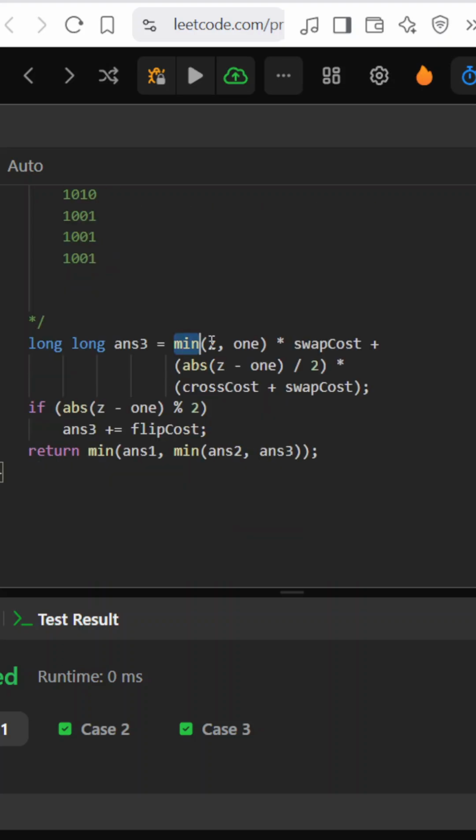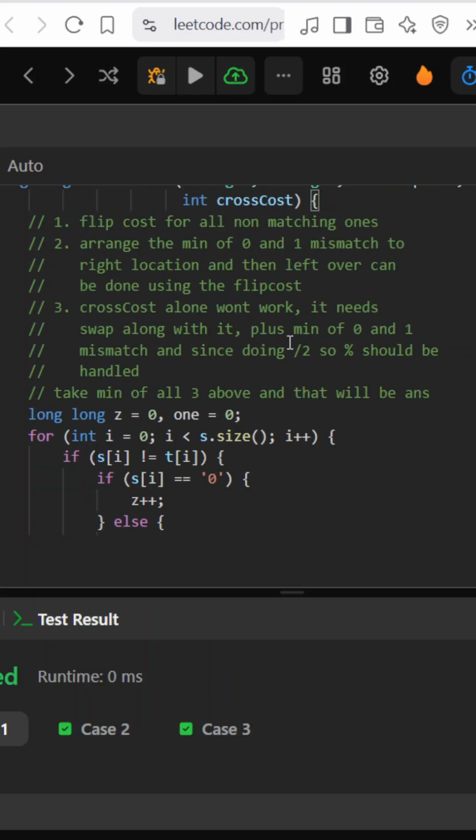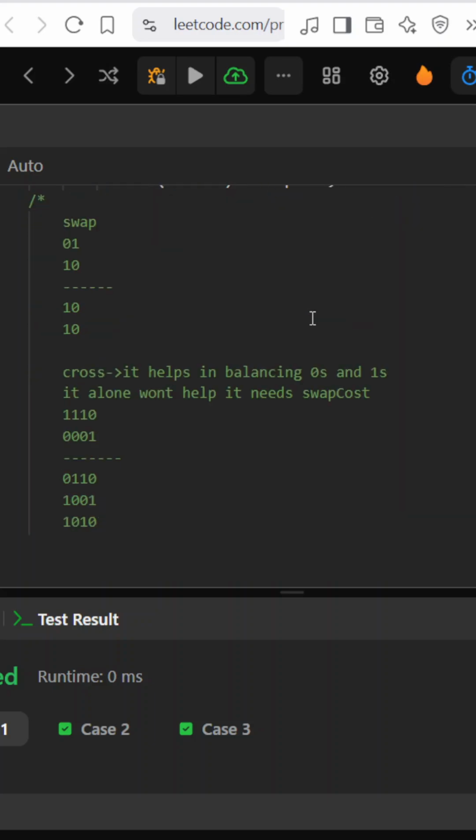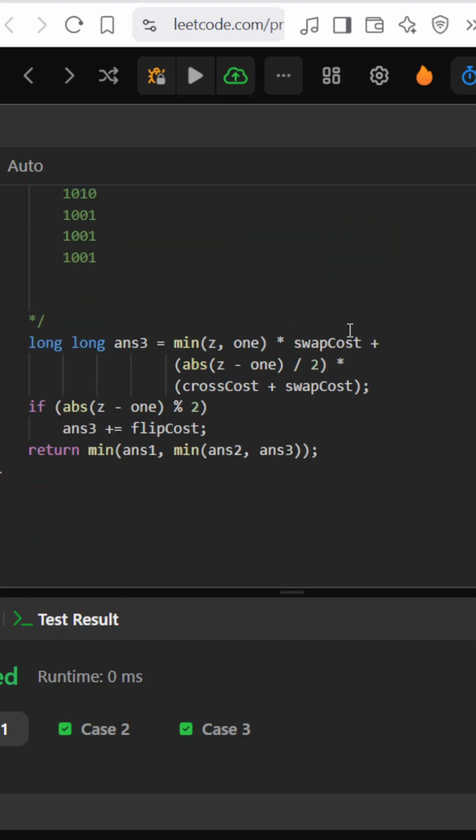So here if you see, I have taken the minimum of Z and 1, multiplied into the swap cost. Similarly to the previous one, we arrange the minimum of 0 and 1 mismatches to the right locations. Now the leftovers, that is absolute value of Z minus 1 by 2. Why by 2? Because we are swapping it. We are making 1 to 0, 0 to 1. So in one operation, we are handling twice. That is why Z minus 1 by 2, and cross cost alone won't help. I need to swap it to the right locations. So that is why cross cost plus swap cost.